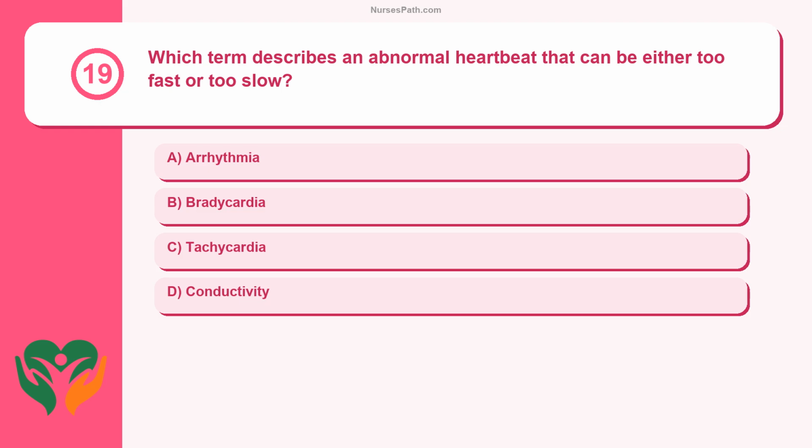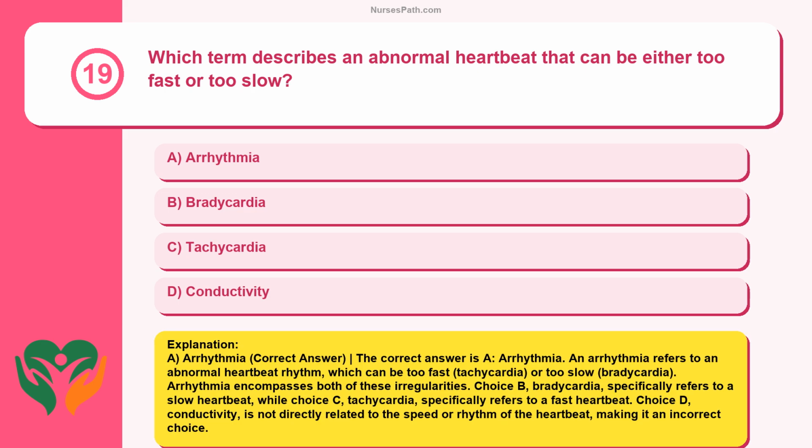Question 19. Which term describes an abnormal heartbeat that can be either too fast or too slow? Arrhythmia. Bradycardia. Tachycardia. Conductivity. A. Arrhythmia. Correct answer. The correct answer is A.